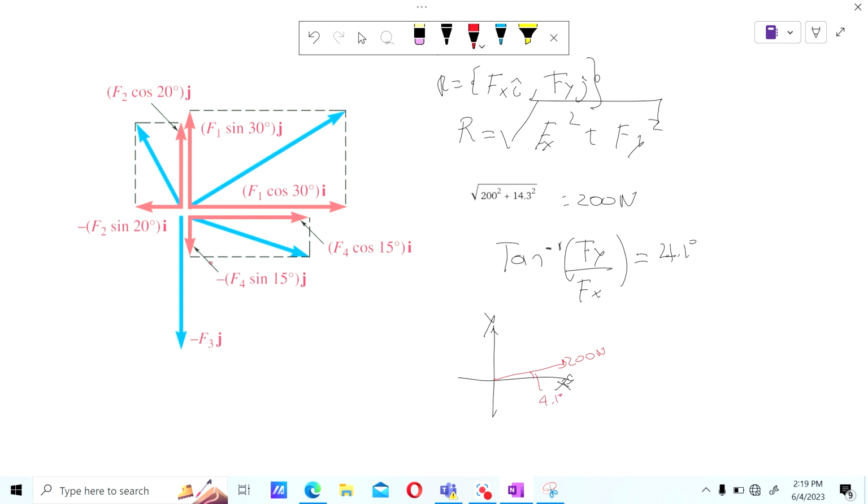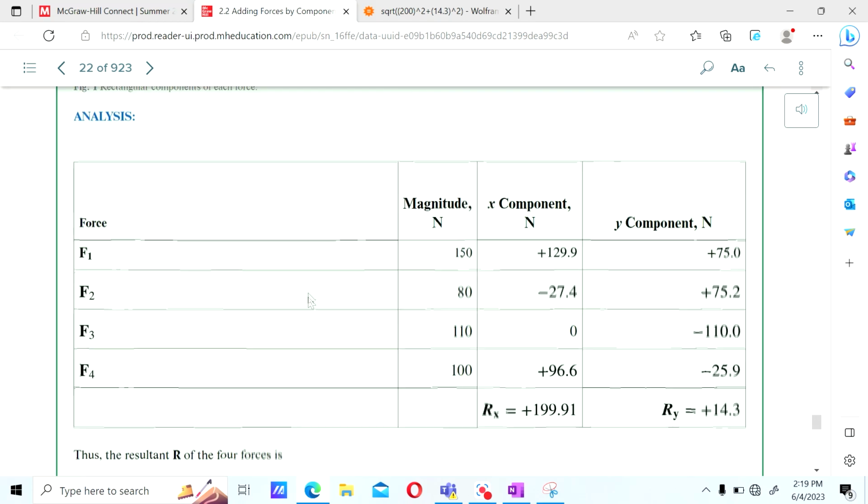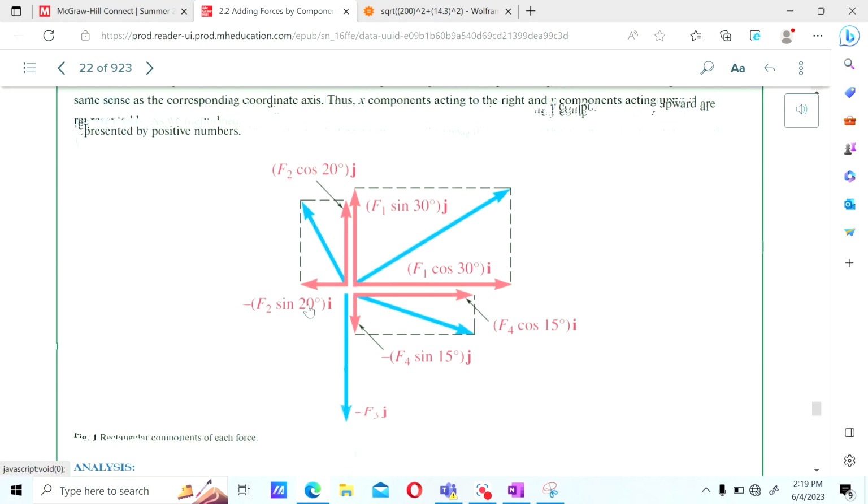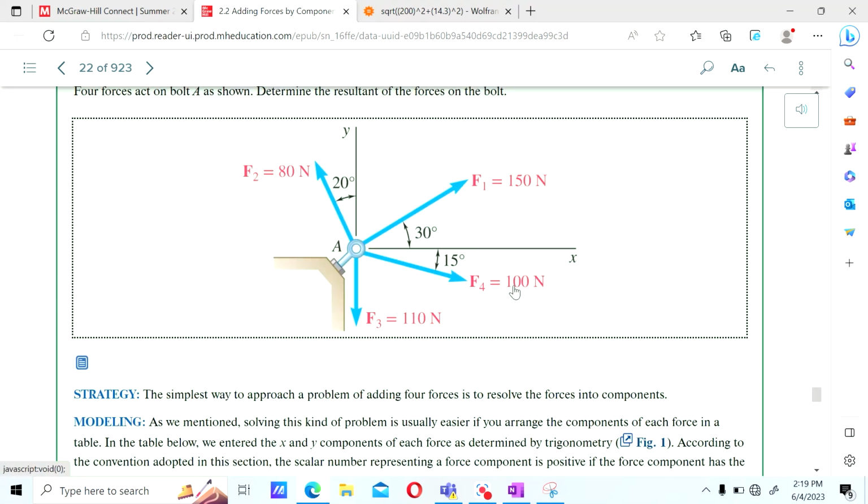And you can say that that could be true because, well, I don't know what the values are. Let's see. Those values are going to be much bigger than the ones going to the left-hand side. Yeah, because this is 100, this is 150, and this one is only 80, and this one pulling down is 110, so it's pretty big. So you can see why it makes sense to think that the resultant force is going to be towards the right-hand side.